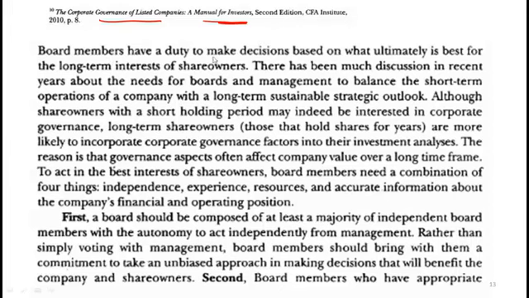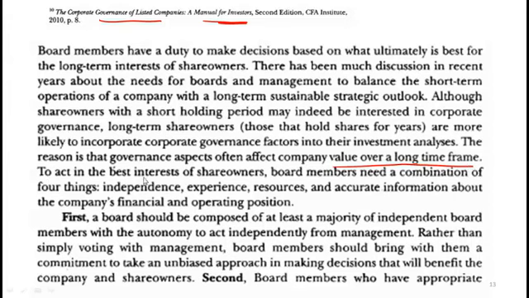Board members have a duty to make decisions based on what ultimately is best for the long-term interests of shareholders. There has been much discussion in recent years about the need for boards and management to balance the short-term operation of a company with a long-term sustainable strategic outlook. Although shareholders with a short holding period may indeed be interested in corporate governance, long-term shareholders, those that hold shares for years, are more likely to incorporate corporate governance factors into their investment analysis. The reason is that governance aspects often affect a company's value over a long time frame.